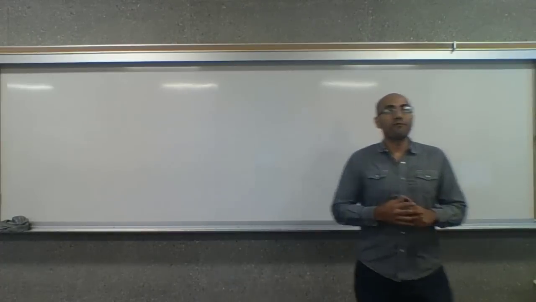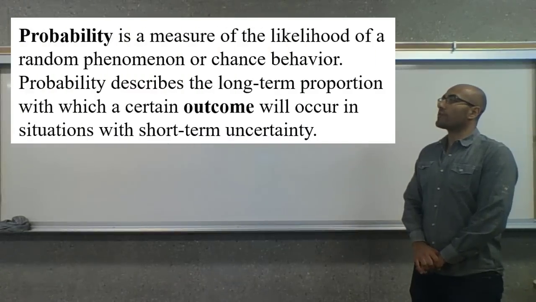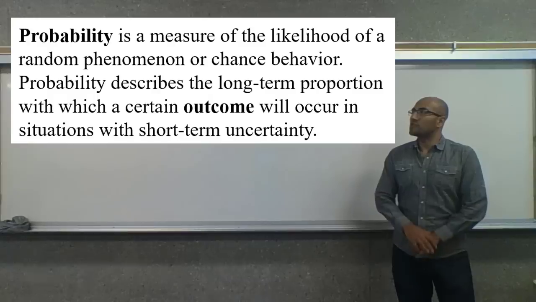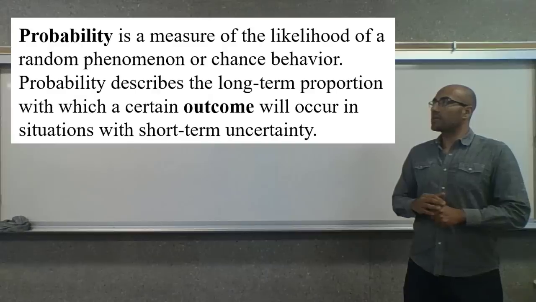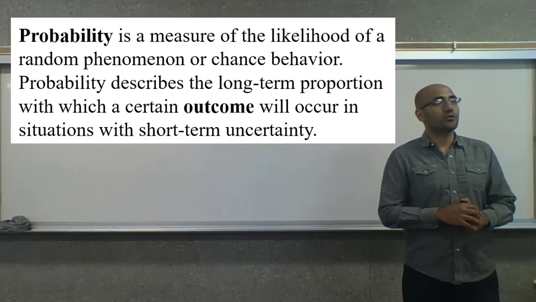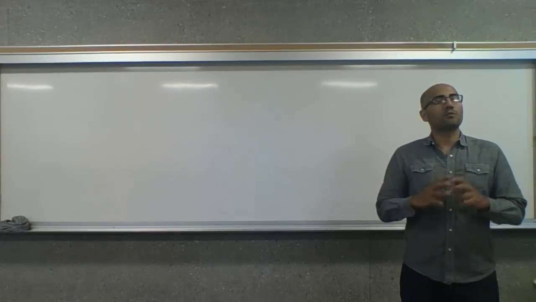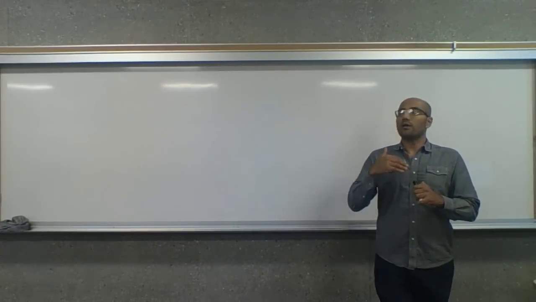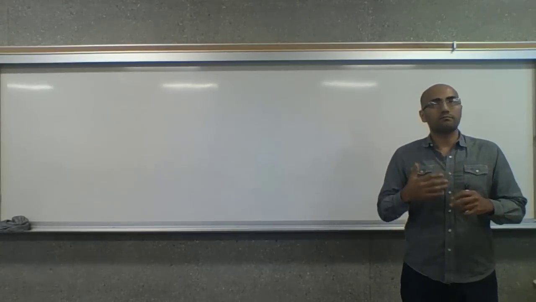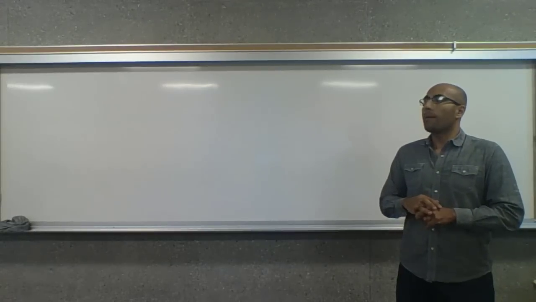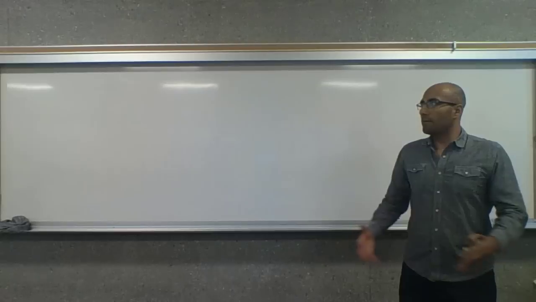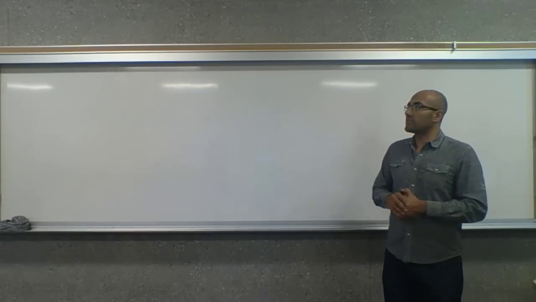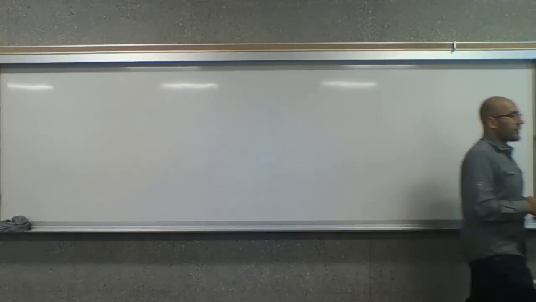Probability, the more official definition is, probability is a measure of the likelihood of a random phenomenon or chance behavior. Probability describes the long-term proportion with which a certain outcome will occur in situations with short-term uncertainty. That portion of the definition perhaps is not as clear right now. We'll see an example in a second that will explain what that means a little bit better. But there is some sort of a situation, we call an experiment, where there is short-term uncertainty as to the outcomes of that particular experiment.